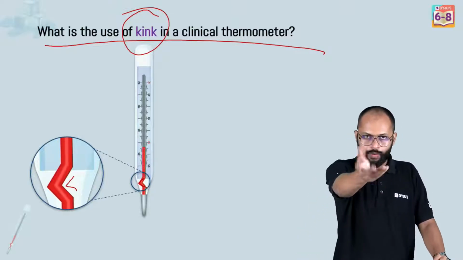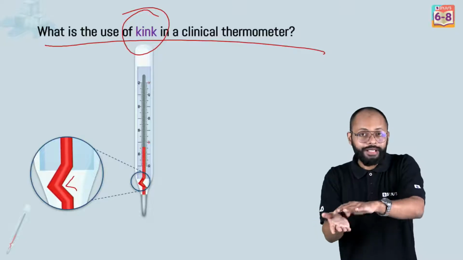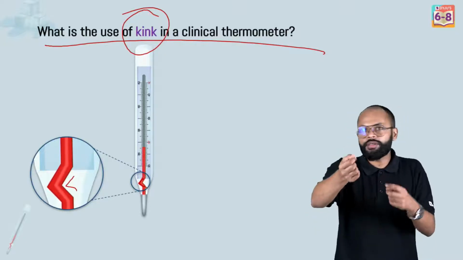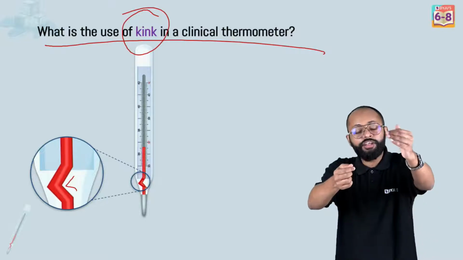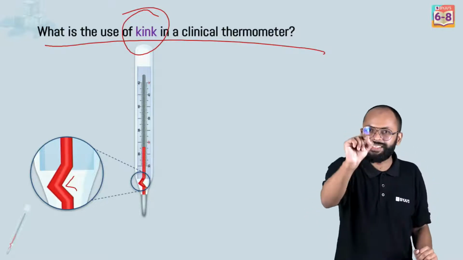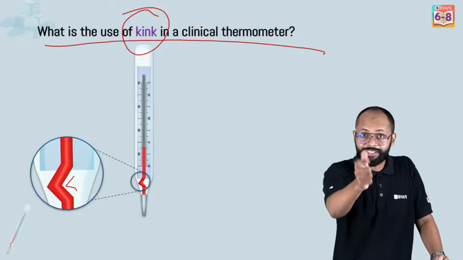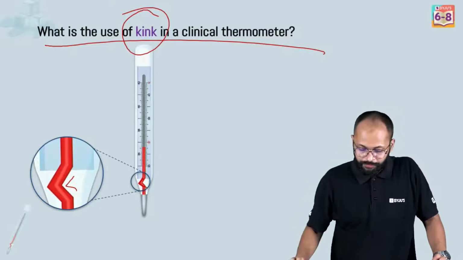So this is fine. Why do we use a kink? Tomorrow this question will come and you will answer basically, because when you take the thermometer out, the mercury reading should not instantly go down. So this sharp bend, this kink, stops the mercury from falling. And that's important, right? That is the speciality of a clinical thermometer.